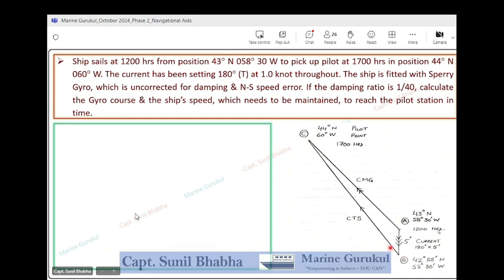Now if we join Bravo with Charlie, B to C, this gives us the course to steer. You see, it's a very simple chart work: current, CTS, CMG triangle. The resultant of the current vector and the CTS vector is the course made good. So you can see in this diagram the resultant of current, which is represented by AB, and the CTS, which is represented by BC, is the course made good vector represented by AC, Alpha to Charlie.